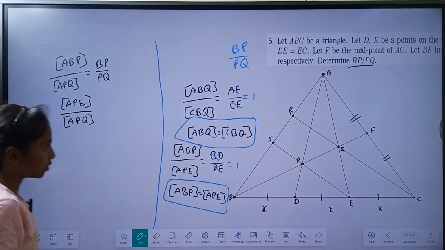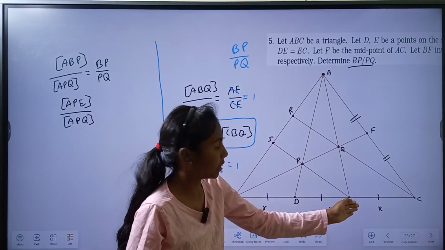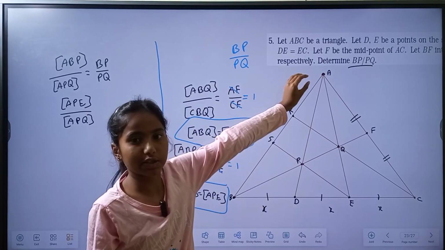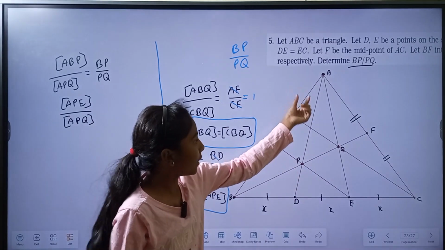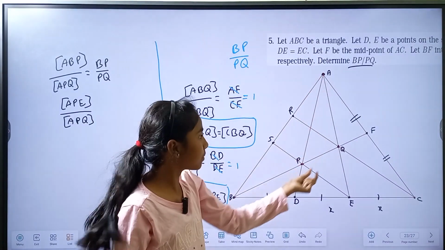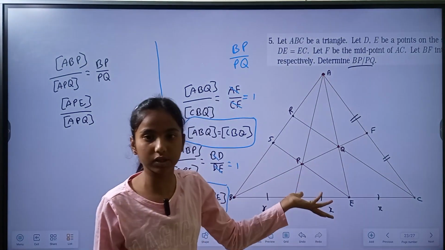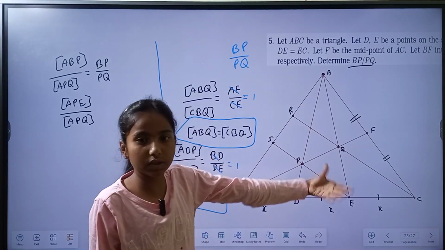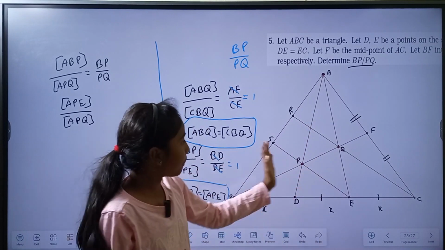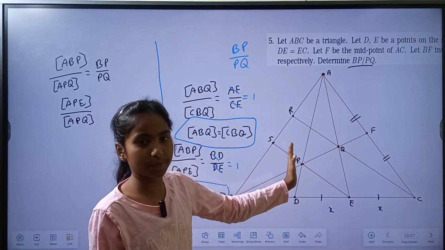So this is APQ, this is APE. Both triangles have A as a common vertex. No, we can take P as a common vertex, because if A is the common vertex, then the bases PQ and PE do not lie on the same line. But if we take P as the vertex, then AQ and QE lie on the same line. So P is lying on the parallel line opposite to these bases.